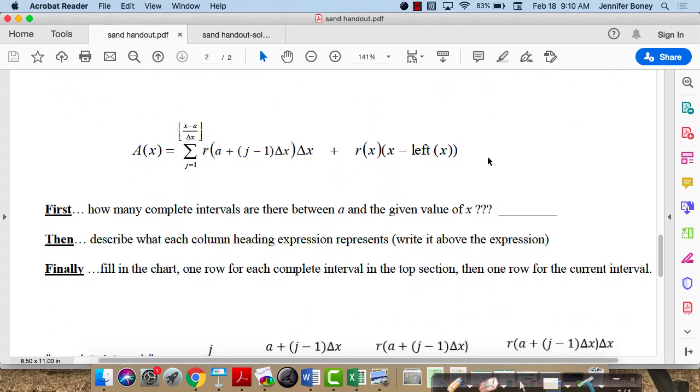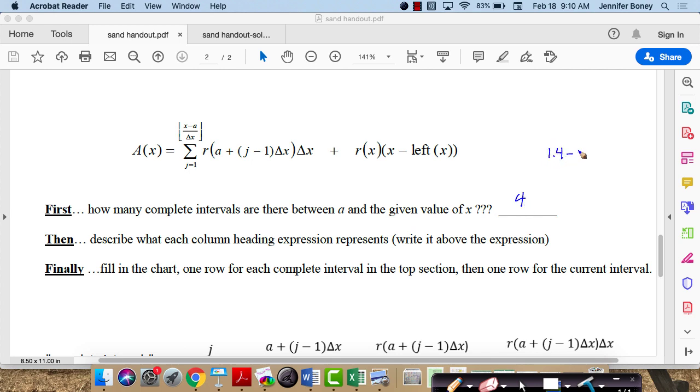So how many complete intervals did we have between 0 and 1.4? How many full-length 0.3 intervals were there? 4, right? That's that floor of x minus a over delta x. If you wanted to compute that, we could do it the hard way, but since it is maybe easy numbers, and you could see it in a picture, there's 4 full intervals. But that's 1.4 minus 0 over delta x, which is 0.3, and then rounded down. So that's how a computer doing this sort of thing would calculate this. It doesn't just look at a picture and say, oh, there's 4 line segments.